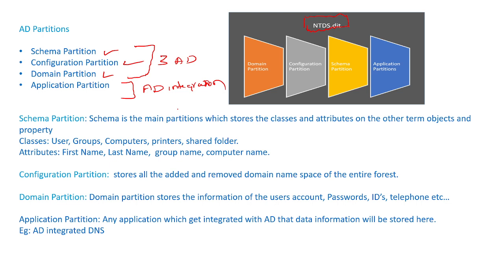And the third one is the domain partition. The domain partition stores the respective user accounts, the passwords, the telephone numbers, etc. That is specific to the domain. So the domain partition is also one of the partitions that stores the user account and passwords. When I say manjunath.tg, that is my user account, or the username.